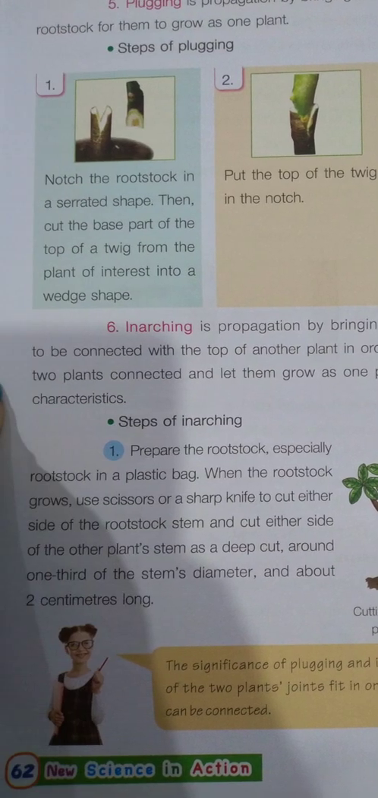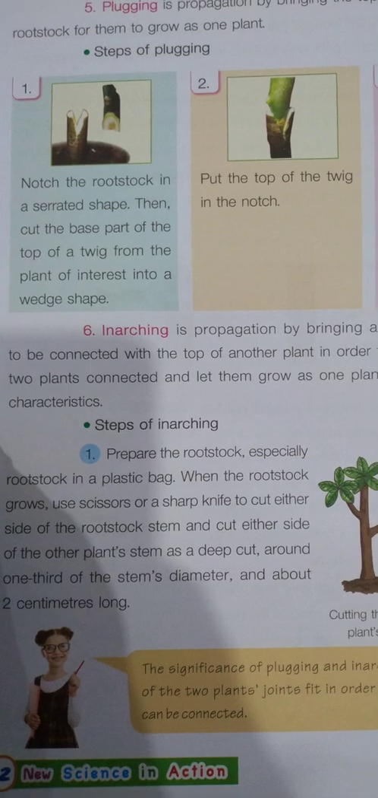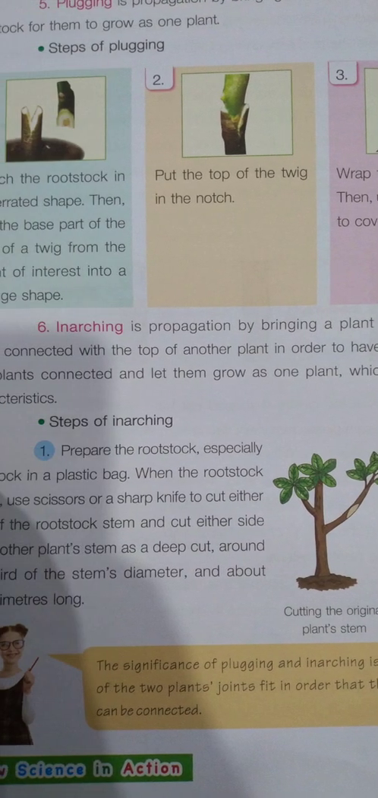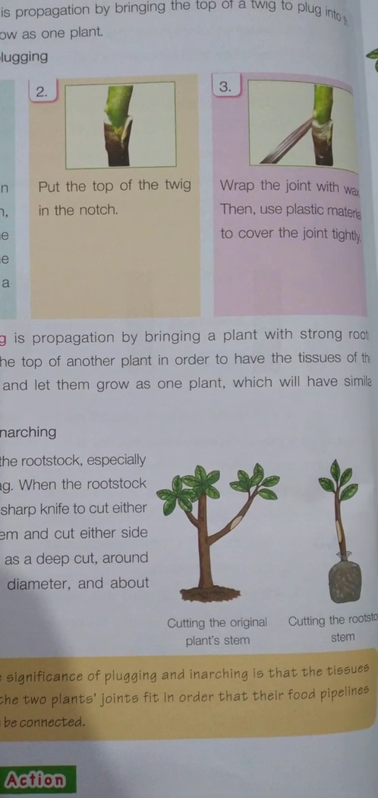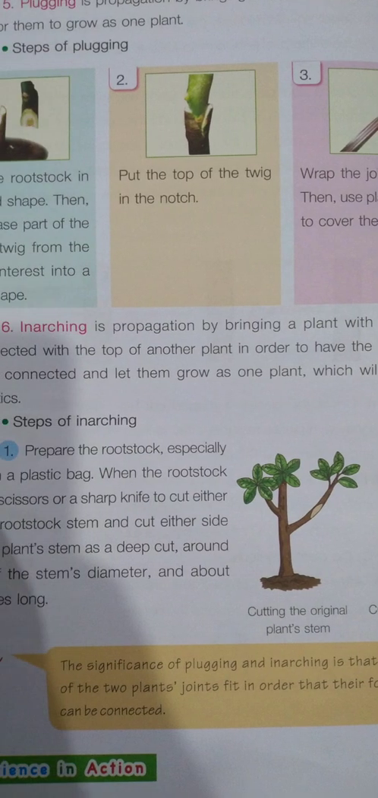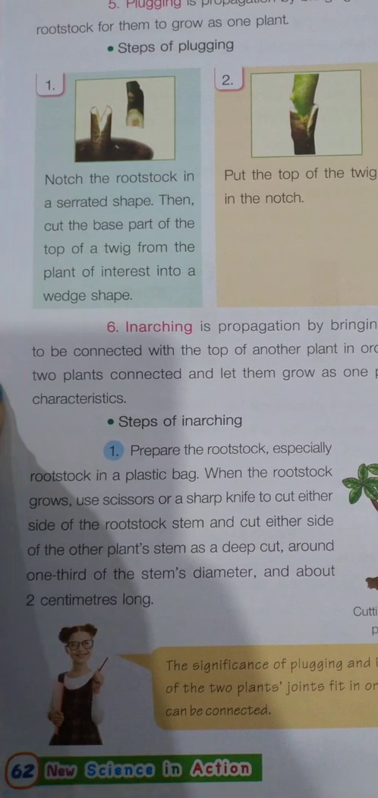Another propagation method is inarching. Inarching is a propagation by bringing a plant with strong roots to be connected with the top of another plant in order to have the tissues of the two plants connected and let them grow as one plant, which will have similar characteristics. These are the steps of inarching.